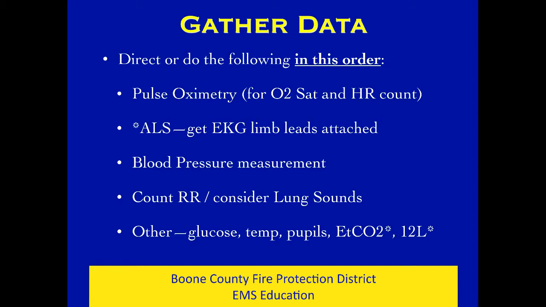We want to know if we can allow the machine to do its thing. We want to know if we can trust the machine's numbers. The machine doesn't forget to take it every X number of minutes, whatever you set it at, and it doesn't forget what it got. So the machine blood pressure is great. We need to do that manual thing first. Then we're going to physically count the respiratory rate and consider lung sounds. Not everybody needs lung sounds at this point, but this is where it would fit in. And then there's other stuff.